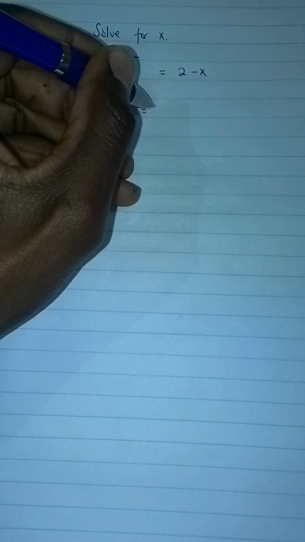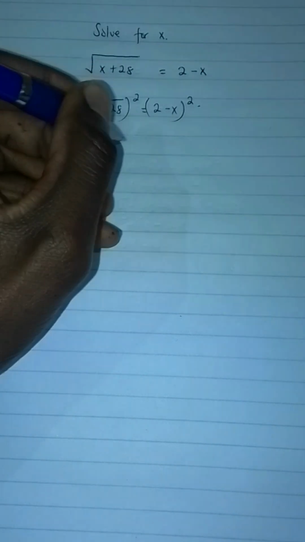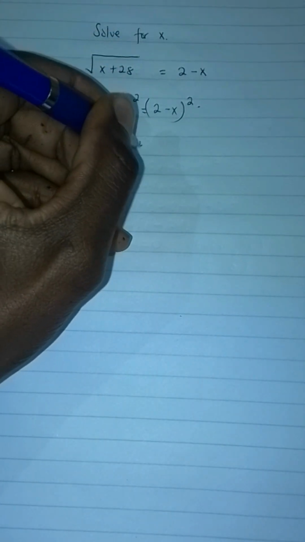We square both sides. So we are going to have the square root of x plus 28, all squared, is equal to 2 minus x, all squared. If we square this side, then automatically we remove the square root. So we are going to be left with x plus 28 on this side, is equal to, if we simplify this, 4 minus 4x plus x squared. I understand you guys know how to simplify this expression.